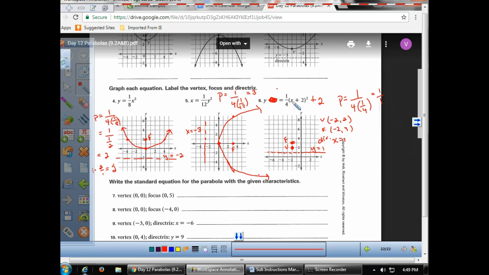All right, now what about the width? So we know p is equal to 1. That means the focal width is just going to be 4. So I go to the focus, that's why it's called focal width. I go 2 to the right and 2 to the left. And it's going to look something like this.